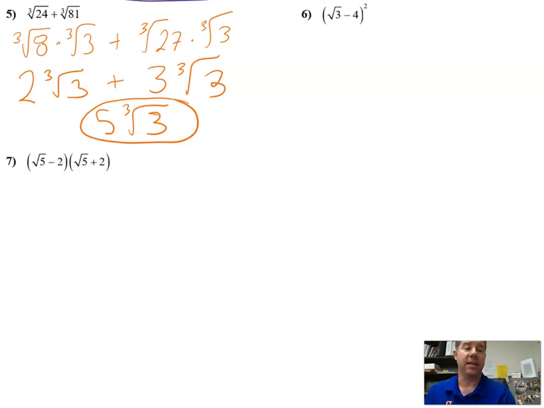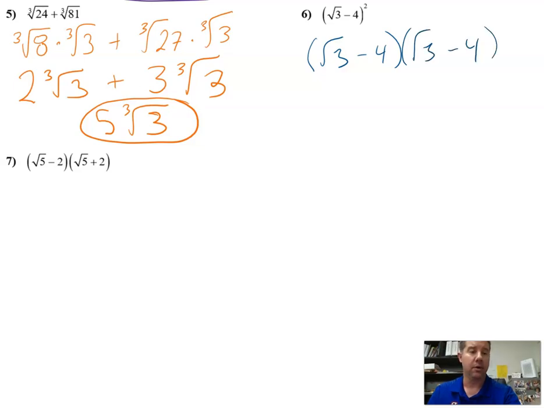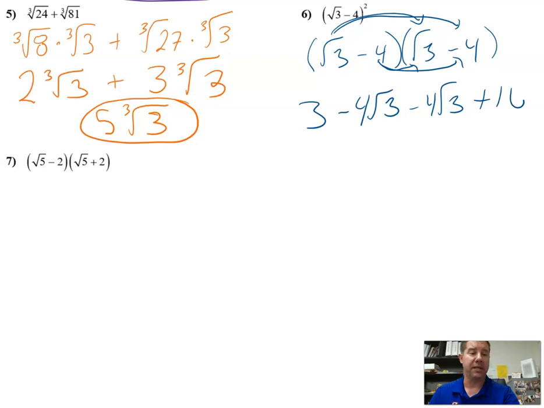For this next one, we are squaring this. We said the easiest thing to do when you're squaring something is just double it up: root 3 minus 4 times root 3 minus 4. Because there's more than one term, because there's that minus sign inside, we have to double distribute. Square root of 3 times the square root of 3 is the square root of 9, which is 3. Or whenever you multiply a radical by itself, you're always going to get what's on the inside. That's a cool little trick you can use. Square root of 3 times negative 4 is minus 4 root 3. Now negative 4 times the square root of 3 is minus 4 root 3. And then negative 4 times negative 4 is positive 16.